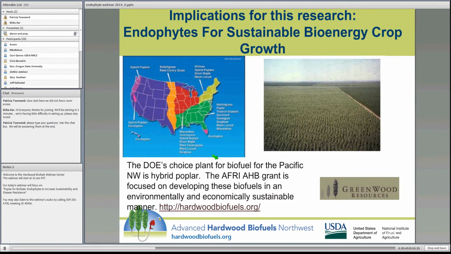So there are multiple implications for this research. One is with the bioenergy, so production of sufficient biomass to make biofuels. So this is an important part of our AFRI Advanced Hardwood Biomass Grant, is to develop ways so that we can grow poplar at very large scale without any environmental damage. So by using natural symbiotic partners from wild poplar, we can reduce the amount of chemical fertilizer that's required and even the amount of water that's required.